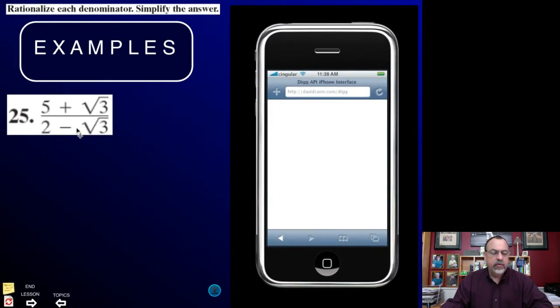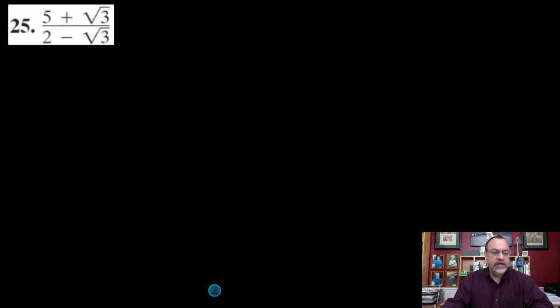So for our first example, we have 5 plus square root of 3 over 2 minus square root of 3. So in order to divide this, we simply want to rationalize the denominator. So in order to rationalize the denominator, we're going to multiply by the conjugate. So the conjugate of this would be 2 plus square root of 3. So I'm going to multiply the numerator by the exact same value. Now, you remember in my denominator, I'm multiplying conjugates, so the shortcut is simply I can square the 2, which is 4. I can square the radical 3, which is 3, and then a minus sign in between.